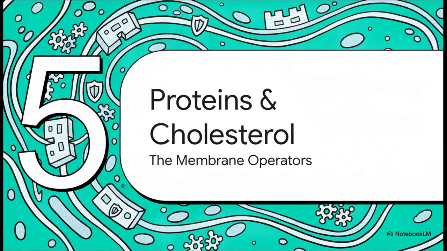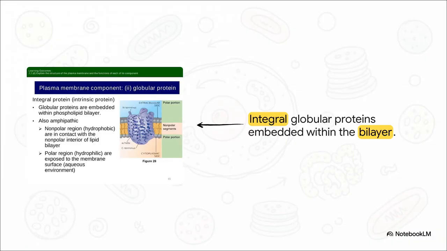Moving to Section 5, proteins and cholesterol. The mosaic part of our model is made up of proteins, specifically integral or intrinsic proteins. These act as massive gates. Because they span across the membrane, they're amphipathic, meaning they have a dual nature. They feature nonpolar hydrophobic middle regions that lock them perfectly into the membrane's lipid core. Meanwhile, their polar hydrophilic ends stick out on either side, perfectly designed to interact with the aqueous environment inside and outside the cell.